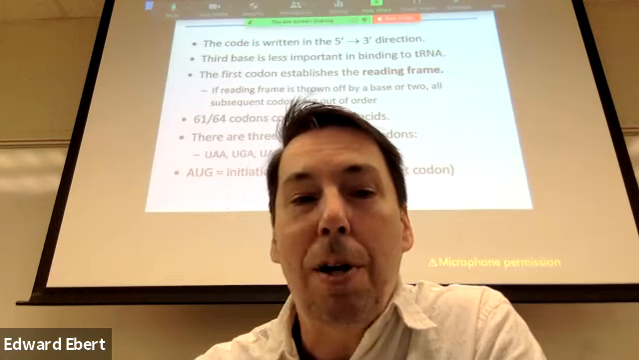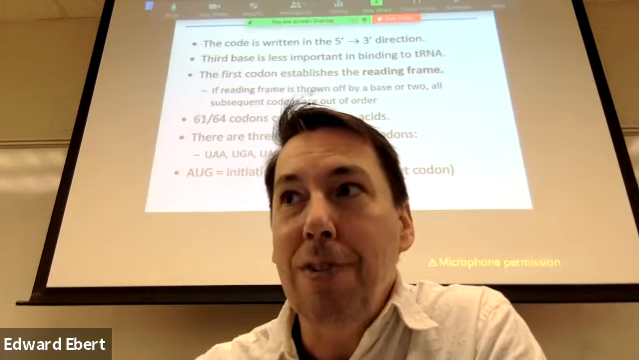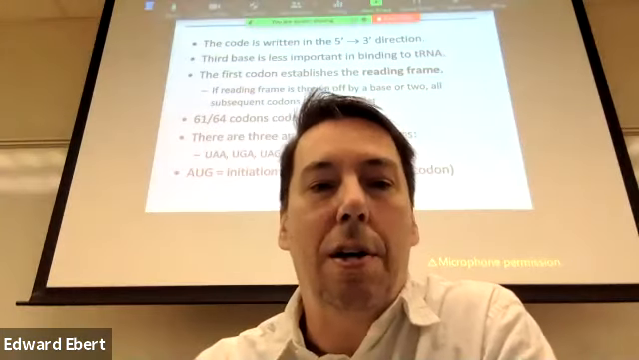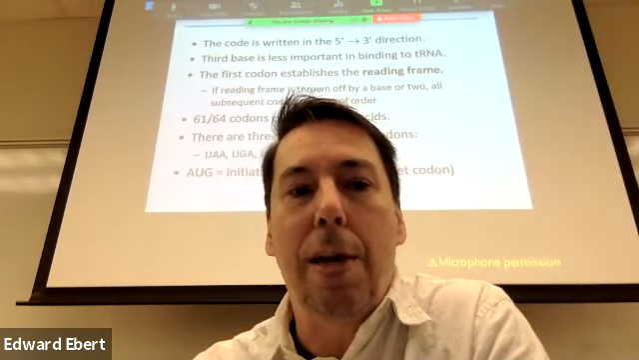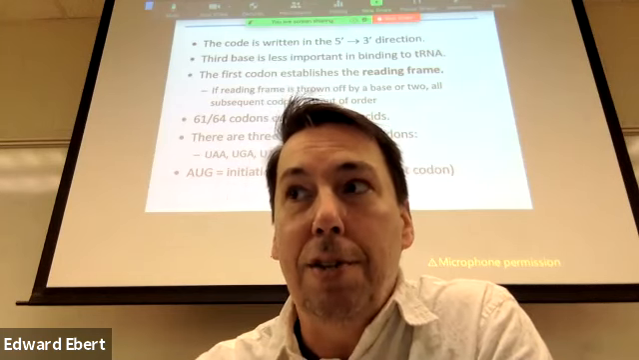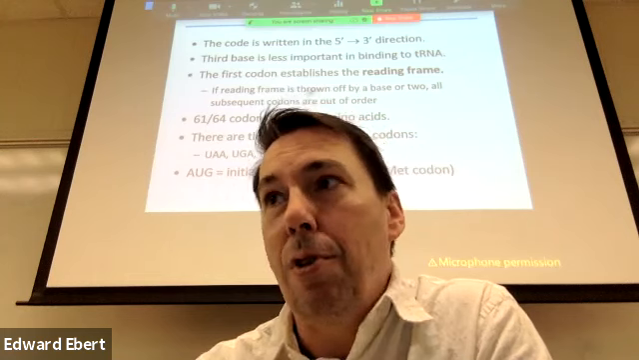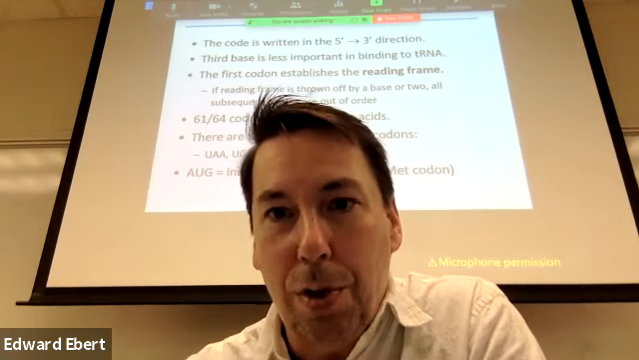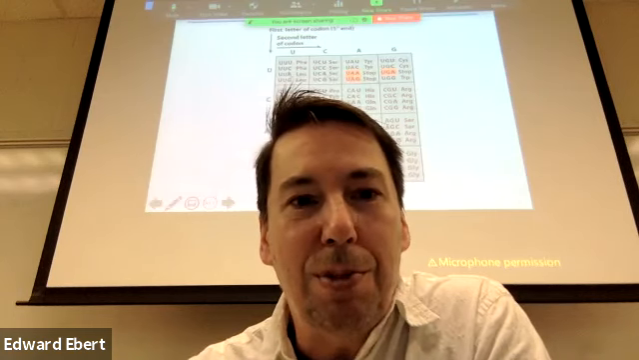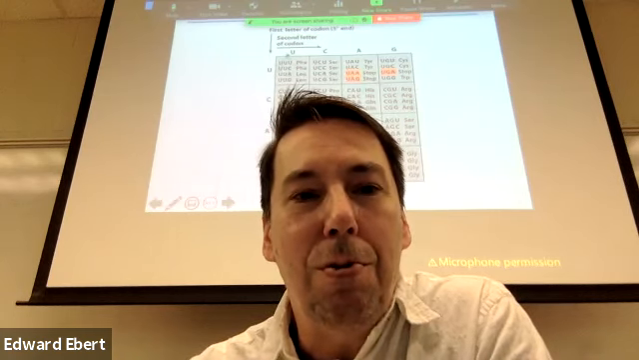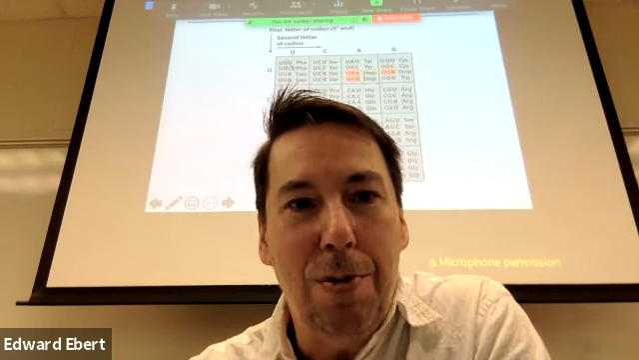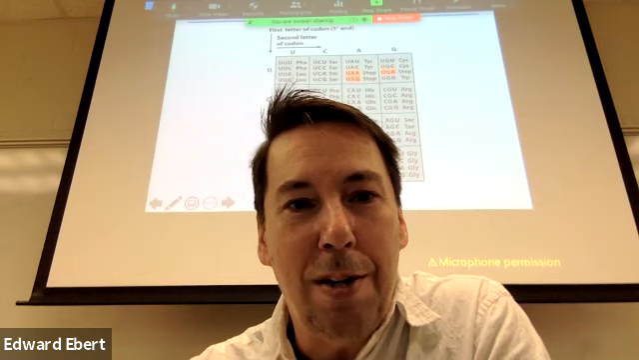61 of the 64 possibilities code for amino acids, and 3 of them are termination codons. So they are the stop codons, and those are UAA, UGA, and UAG. AUG is our initiation codon. It's also our methionine codon, or one of them at least. So if we look at it here, we can see all our possible sequences. If we start with U and our second letter is U, our third letter can be UUU, UUC, UUA, UUG.